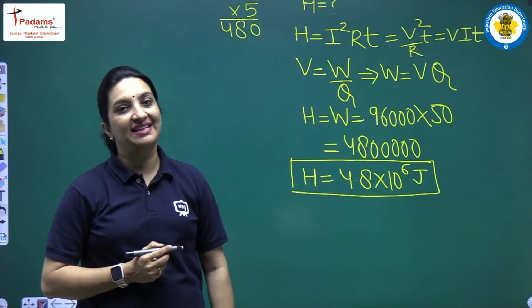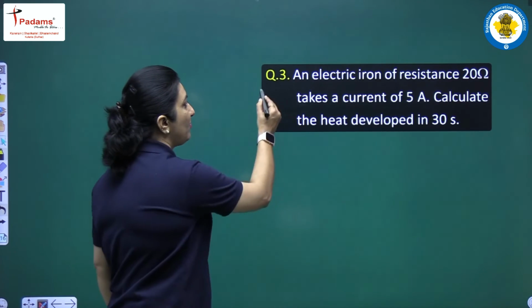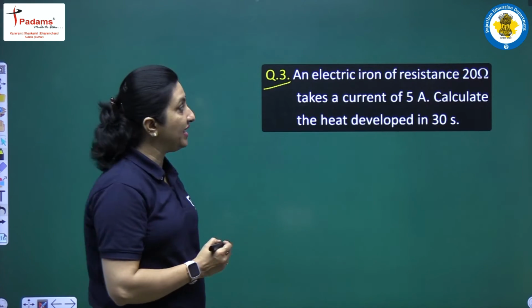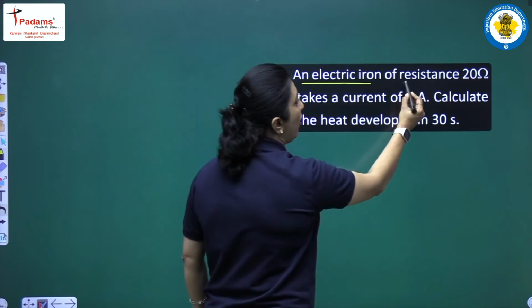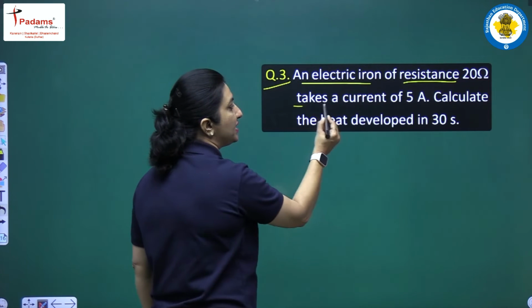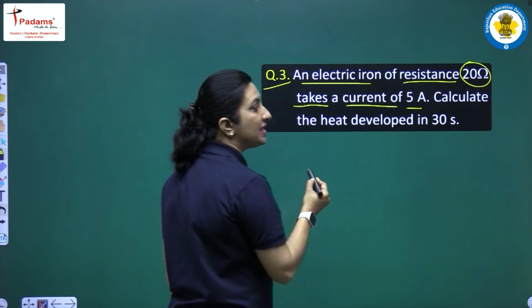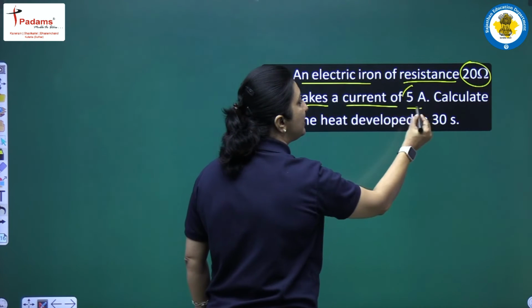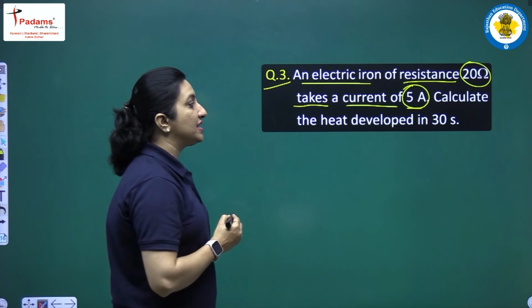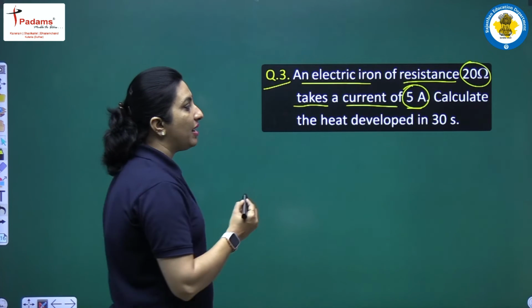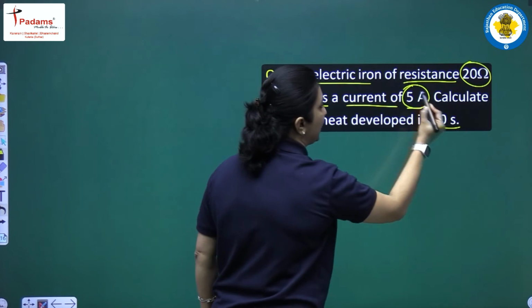Now let's see the next problem, which is question number 3. An electric iron of resistance 20 ohms takes a current of 5 ampere. The resistance is given as 20 ohms and the current is given as 5 amperes. Calculate the heat developed in 30 seconds.